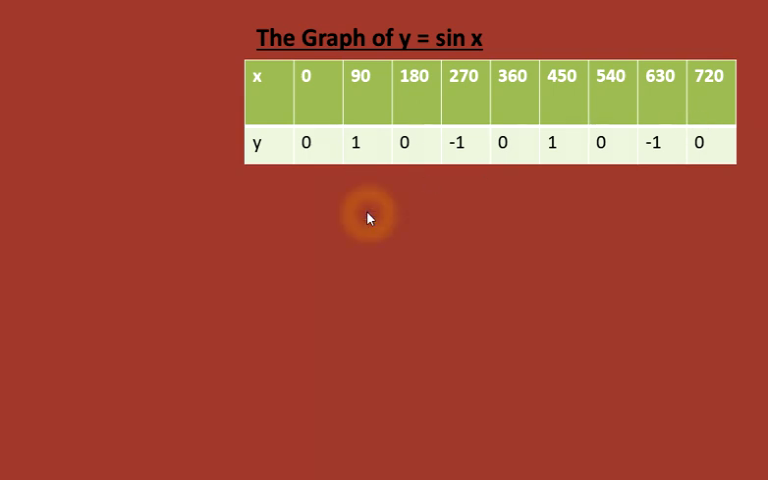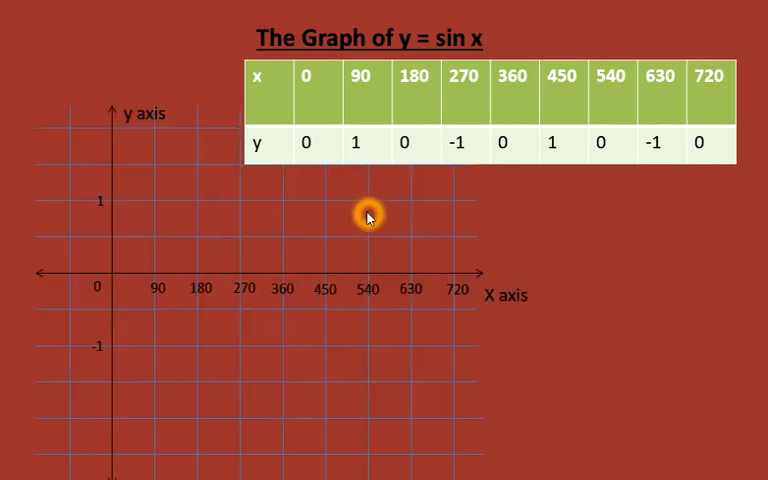Then after that, here I took the x-axis as 1 centimeter representing 90 degrees, and on the y-axis 2 centimeters representing 1 unit. In this case, first you have to check the values from 0 to 90, then the values from 90 to 180.